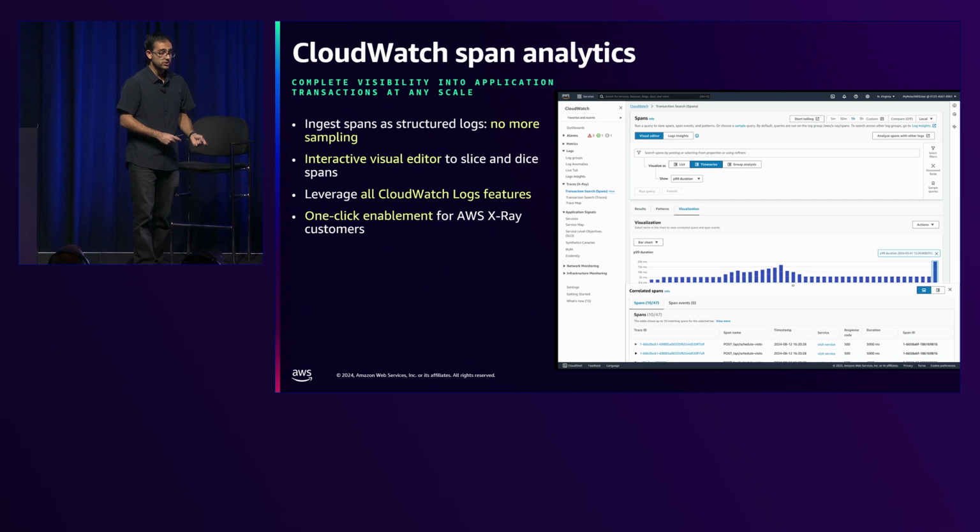Going back to that integration with OpenSearch, because these are stored as structured logs, you can also leverage all the same analytical benefits that exist with the merger of OpenSearch and CloudWatch to enable you to run those type of PPL and SQL commands over this data as well. You can leverage all the CloudWatch logs capabilities, such as pattern recognition and anomaly detection. And of course, it's one-click enabled for any AWS X-Ray customer.